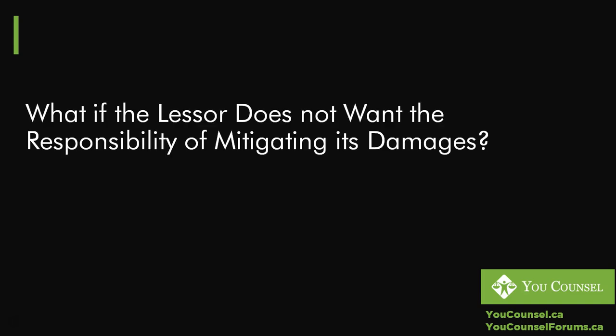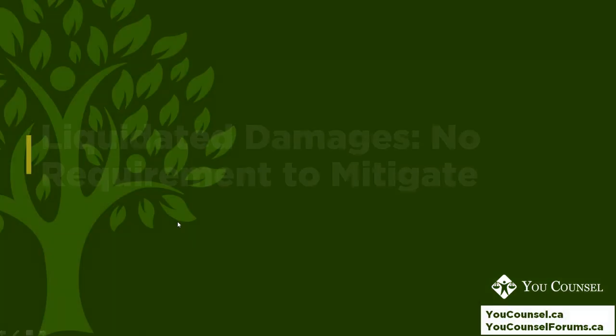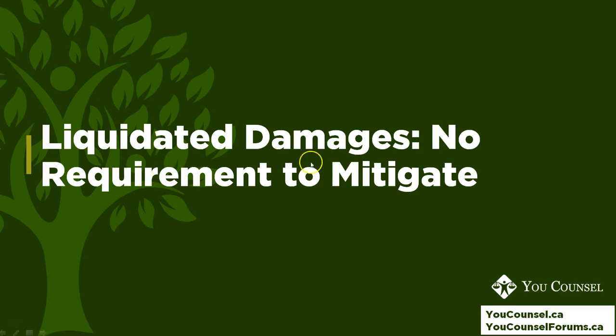So what happens if the lessor does not want the responsibility of mitigating its damages? This is an added obligation. You agreed to pay for 60 months, now you're unable to pay after 10 months, and now the lessor has to take over the responsibility of taking the vehicle back, finding other customers, and then trying to release the vehicle or the equipment. And so the lessor doesn't want that responsibility. Is there a way to get around this obligation of mitigation? And the answer is yes. And it's called liquidated damages.